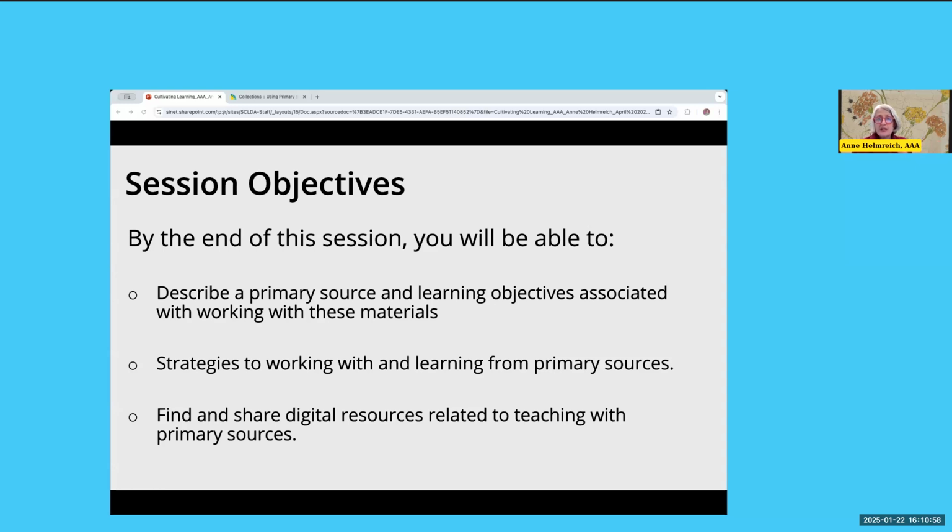And as I said, I think a lot of you already do a lot of that, because really in many ways, primary sources are evidence. And the kinds of ways you've been talking about evidence are the ways we would talk about primary sources in our program. And then the learning objectives you can achieve by working with primary sources. Again, another way to think about evidence. Strategies for working with and learning from primary sources, and then finding and sharing digital resources.